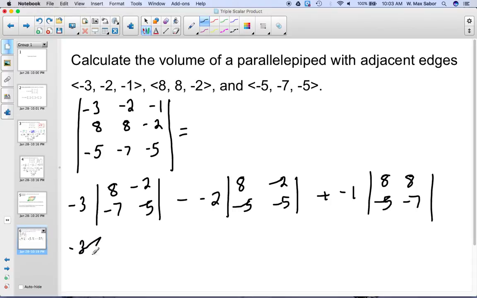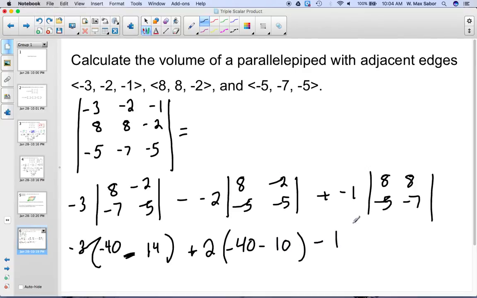So let's simplify. 8 times negative 5, negative 40, minus negative 7 times negative 2 is positive 14. Here we're doing plus 2. 8 times negative 5 is negative 40, minus, this is a negative 5 times a negative 2. This should be 8 times negative 7 is negative 56, minus negative 5 times 8 is negative 40.